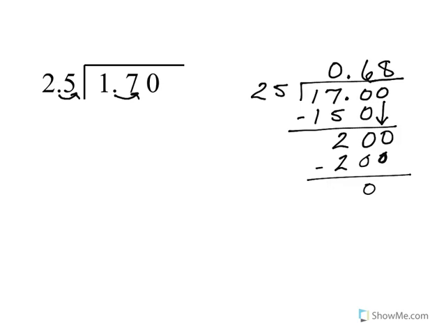Now this one worked out exactly, but sometimes you have to continue putting more zeros on after the decimal until it works out that you don't have a remainder, or many times the teacher may tell you to round to the nearest hundredths or thousandths, whatever your teacher tells you to do. But in this case, it worked out exactly.